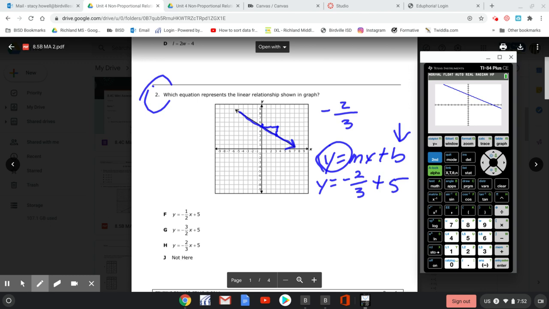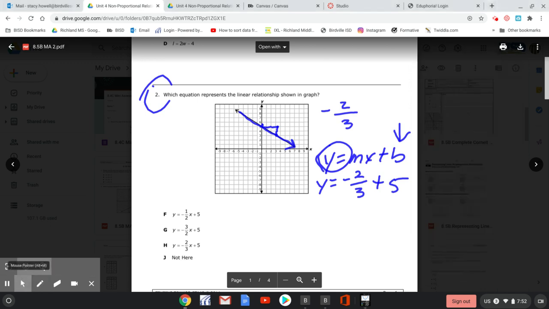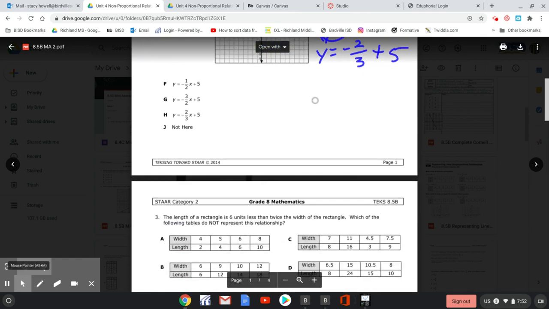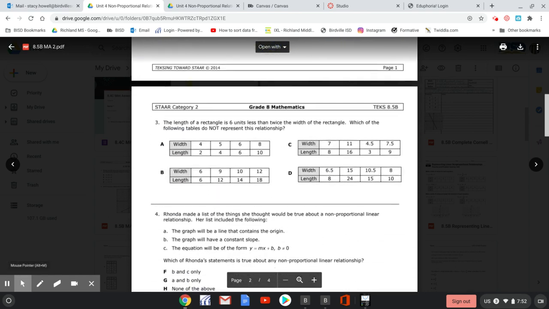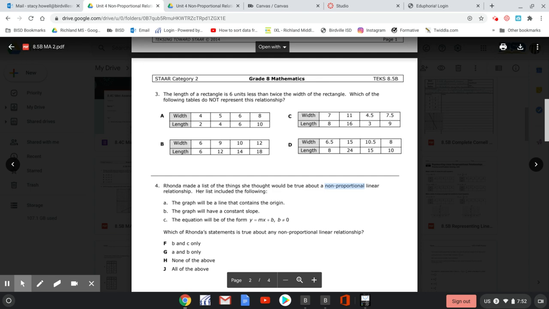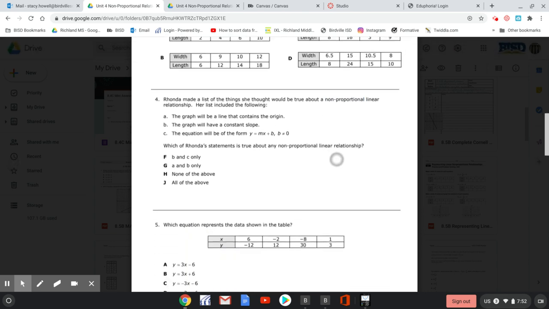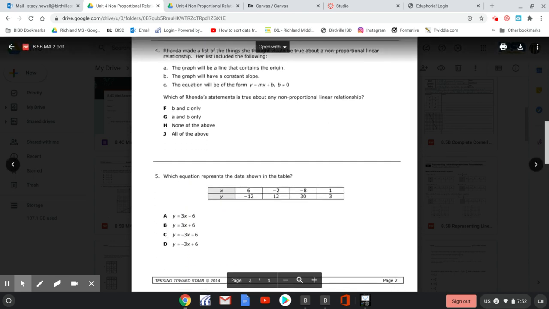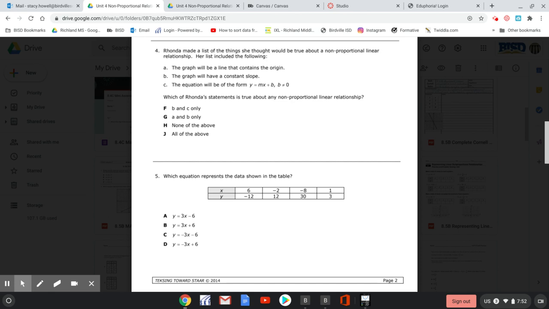Let's see if we can find another one. Okay, we don't want to do that. It's too difficult. How about this one? Which equation represents the data shown on the table? So we are doing number 5. So we did number 2. Now we're going to do number 5.